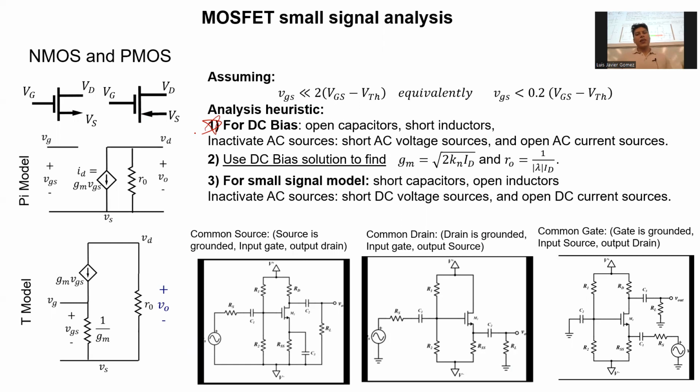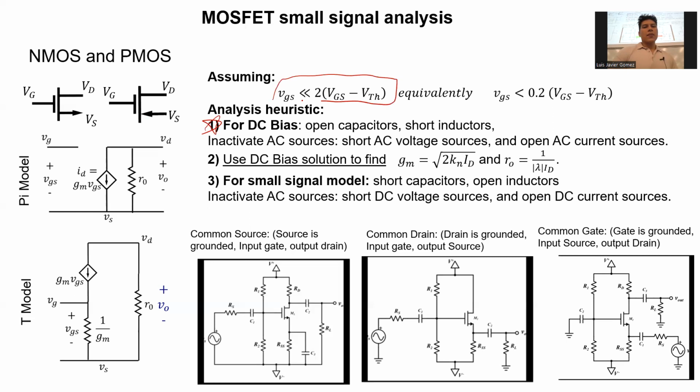Once you found gm and ro, you basically derived an equivalent circuit for the transistor at higher frequencies, or at the mid frequency model, the small signal model. And in particular, one thing that I wanted to bring to your attention is that when we derived these equations, we came up with these conditions.